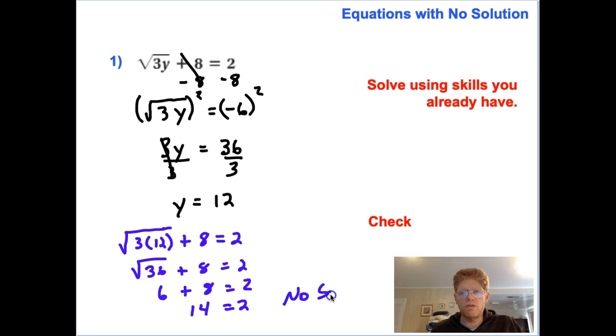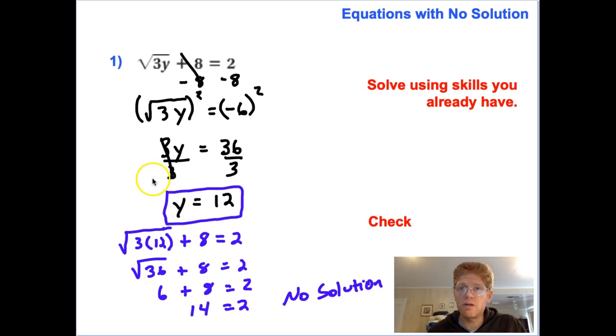There's no solution because my answer, when I check it, I get two different values. So y is the solution that it should be. And if y doesn't work, no solution.